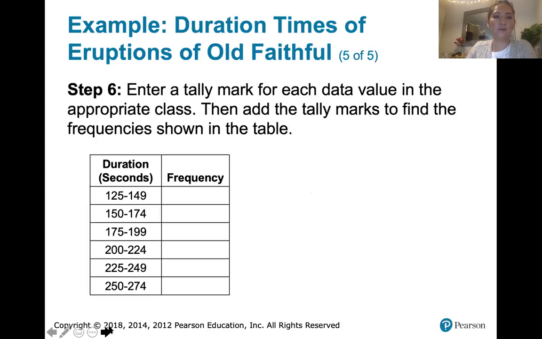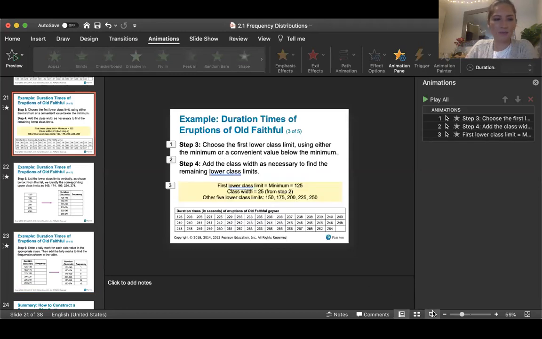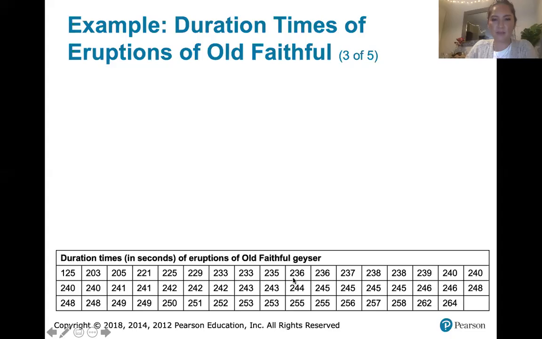Okay, so now we want to go through our data and enter a tally mark for each data value in the appropriate class, and then add the tally marks at the end to find the frequencies shown in the table. So I've got this first range of duration values, 125 to 149. Now, actually, I need to look at my data in order to create those tally marks. So let's go back to this slide. So I need all of the numbers of data between 125 and 149. And there's only one. So that's one piece of data.